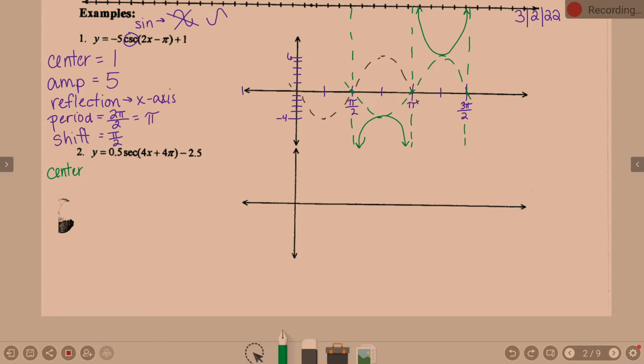So, okay, my center is negative 2.5. My amplitude is 0.5. Reflection? No. What about a period? 2 pi over b, which is 4. 2 pi over 4 reduces to be pi over 2.